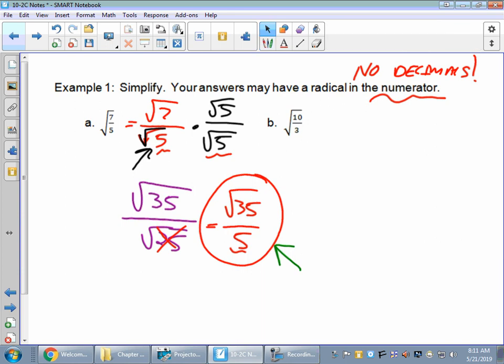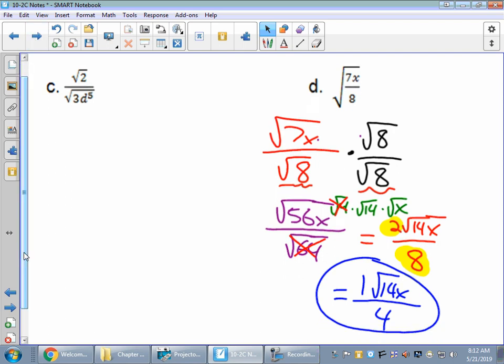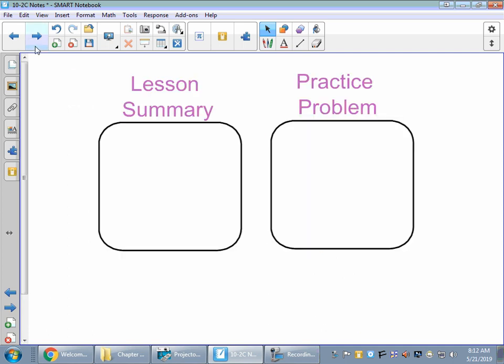Or, I should say, if one of them is a radical and the other one's not, you can't reduce. So in this case here, I was unable to reduce because the 35 has a radical around it, the 5 does not. But in this example, the 2 and the 8 are both outside. They do not have a radical, so we could reduce those. Okay? So keep that straight when you're simplifying things as we go on. All right? That's it here.